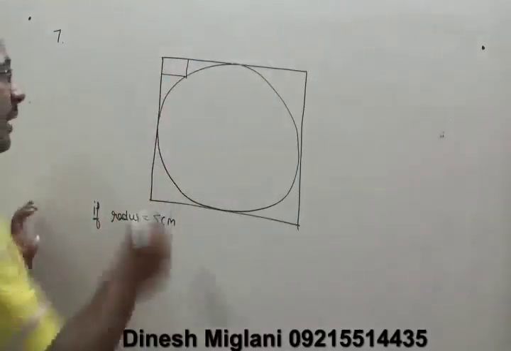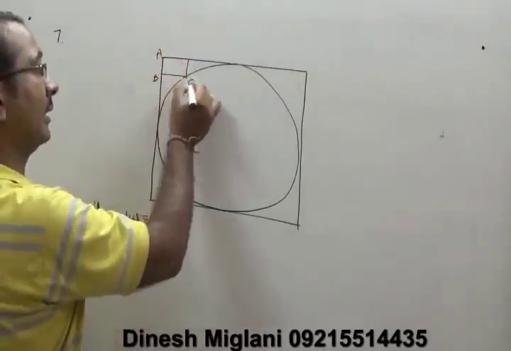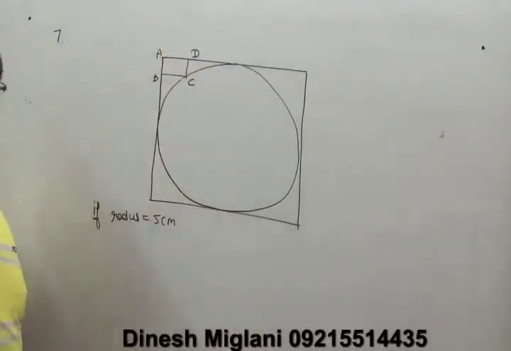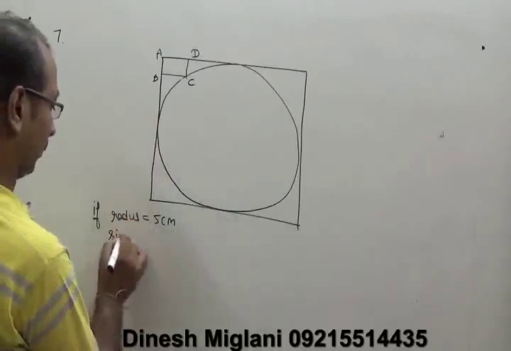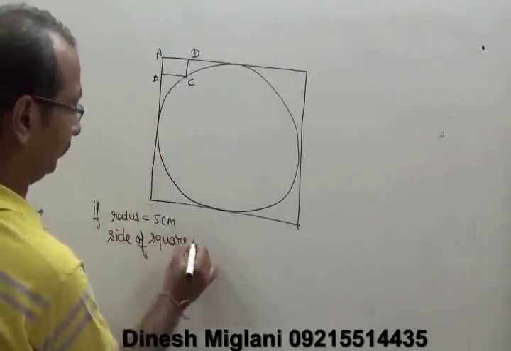In this question it is given that this is a square. For example, if I say this to be A, B, C and D, as per the question, ABCD is a square. Based on that we have to find out what is the side of the square.